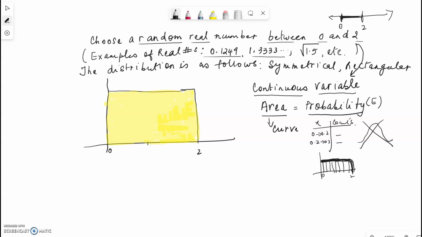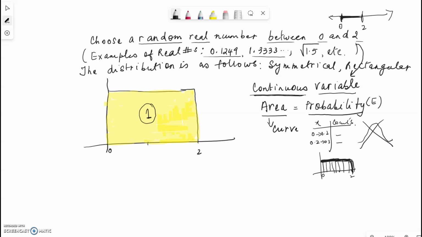Remember that the total probability of a legitimate probability distribution is 1. That's the total probability. If it's a legitimate distribution, then the total probability is 1. So since area equals probability in the case of a continuous random variable, the shaded area under the curve, shaded in yellow, is equal to 1.